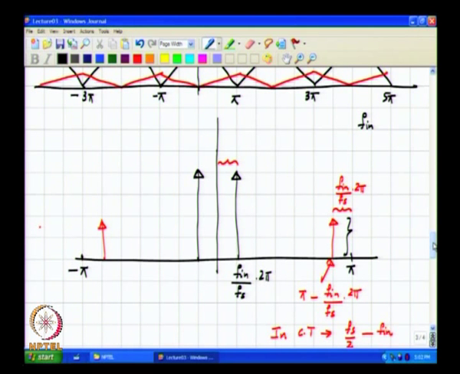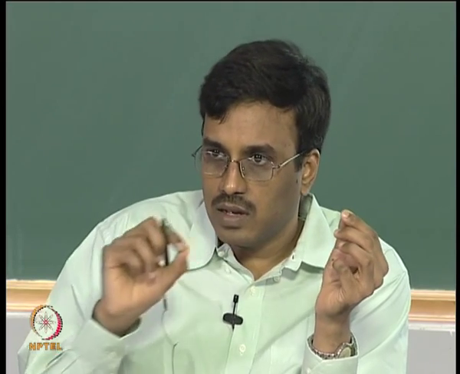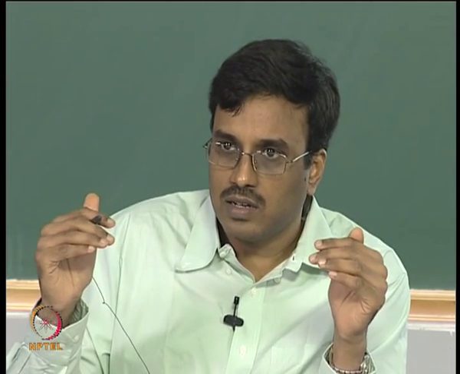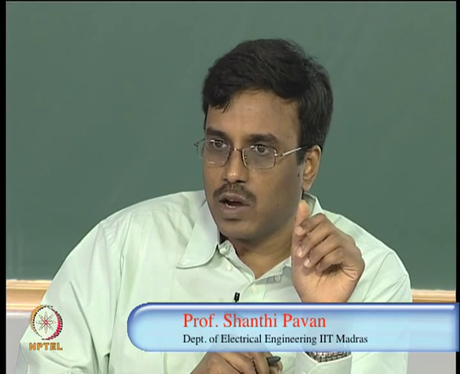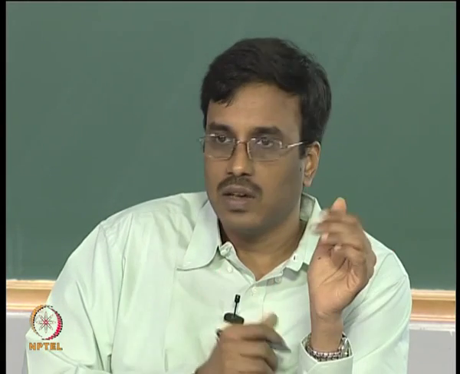That is why it makes sense that we see the original spectrum plus some components at pi minus f in by f s times 2 pi. The intuition is that you multiply the ideal sequence with a sequence which has got a constant value plus a tone at omega equal to pi, which is why you see other artifacts.